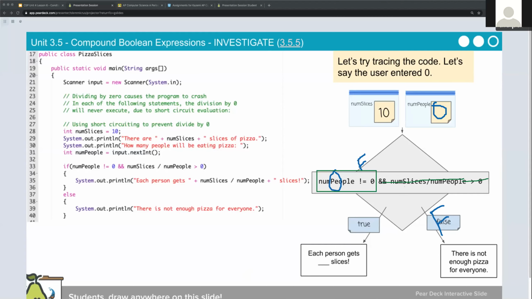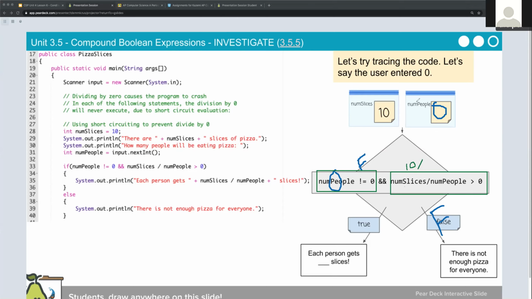So we can conclude that we go to the right and get false, and what's going to get printed out is that there's not enough pizza for everyone. I'm going to show you why it's a good thing that we short-circuited. If we didn't short circuit, let me erase this, and we continued to evaluate this statement, let's see what would happen. We would have to evaluate this side, and in order to evaluate that side, we would have to bring down the value of num slices, which is 10.